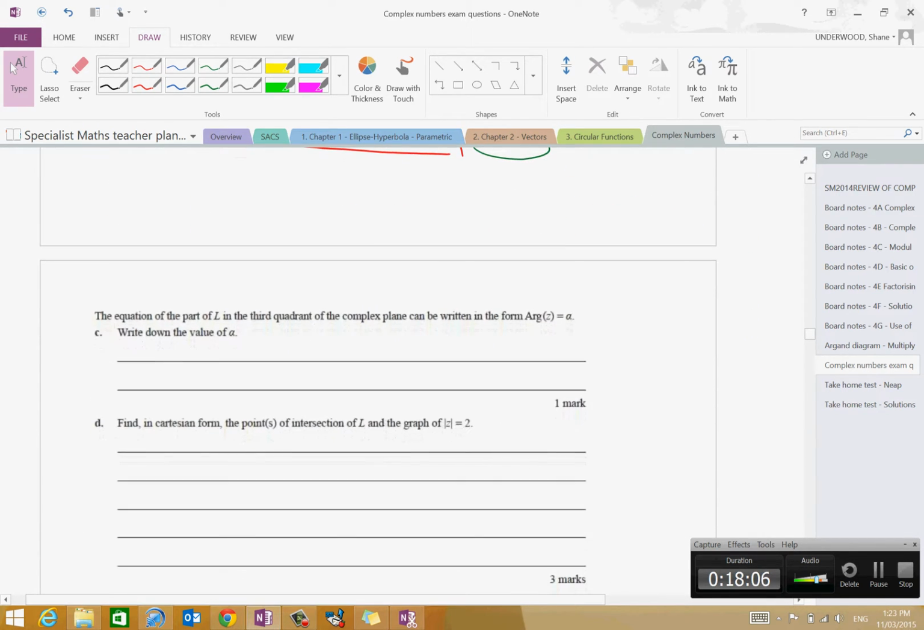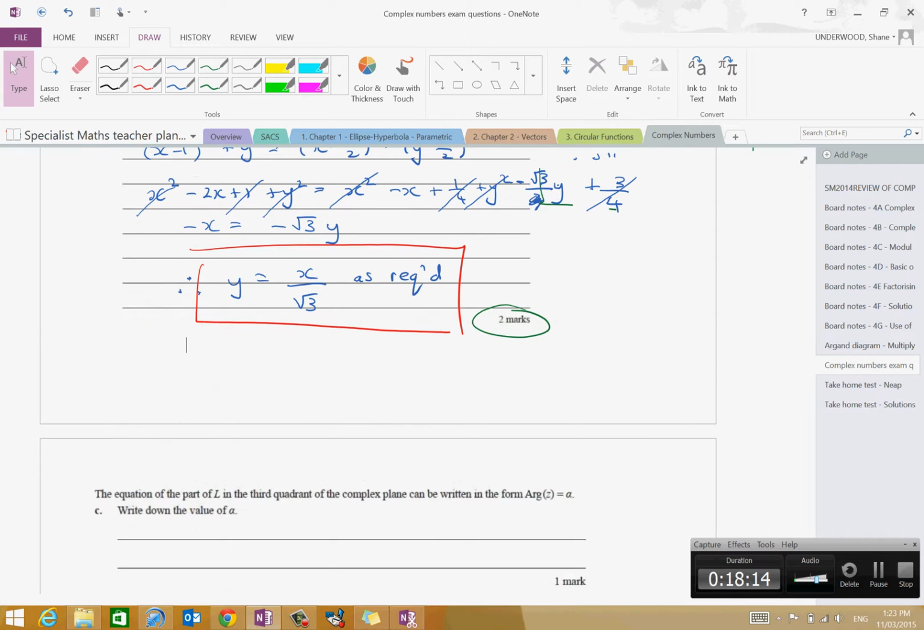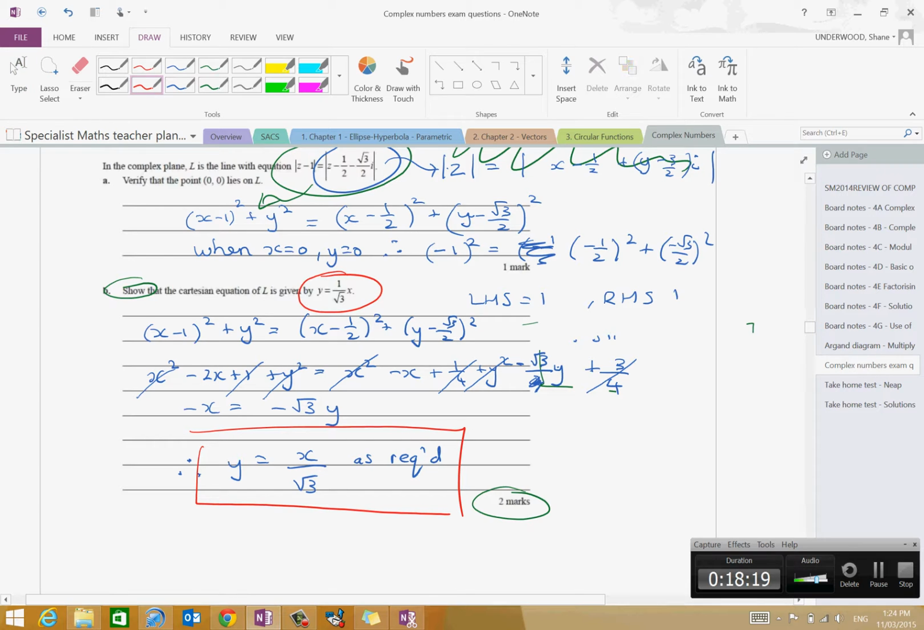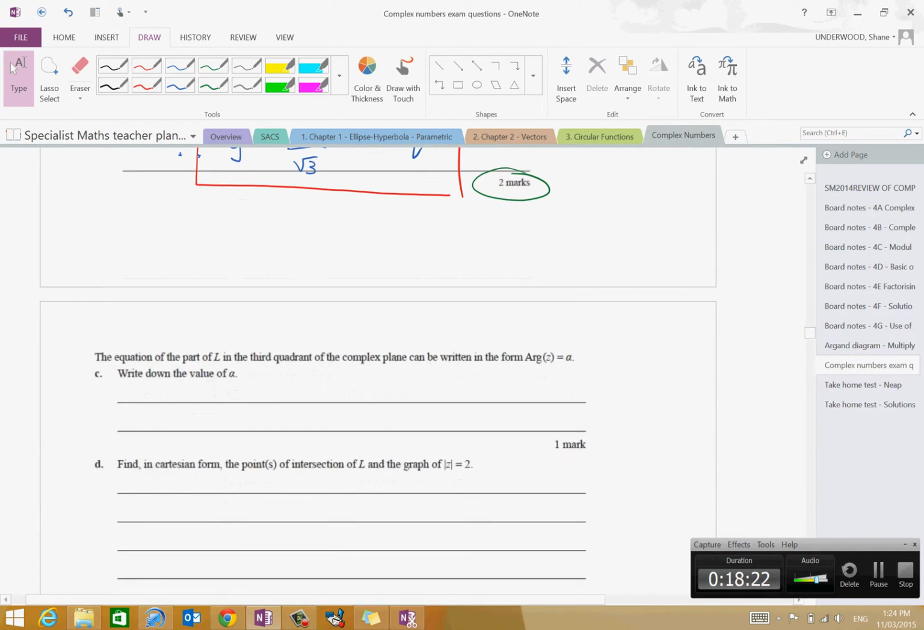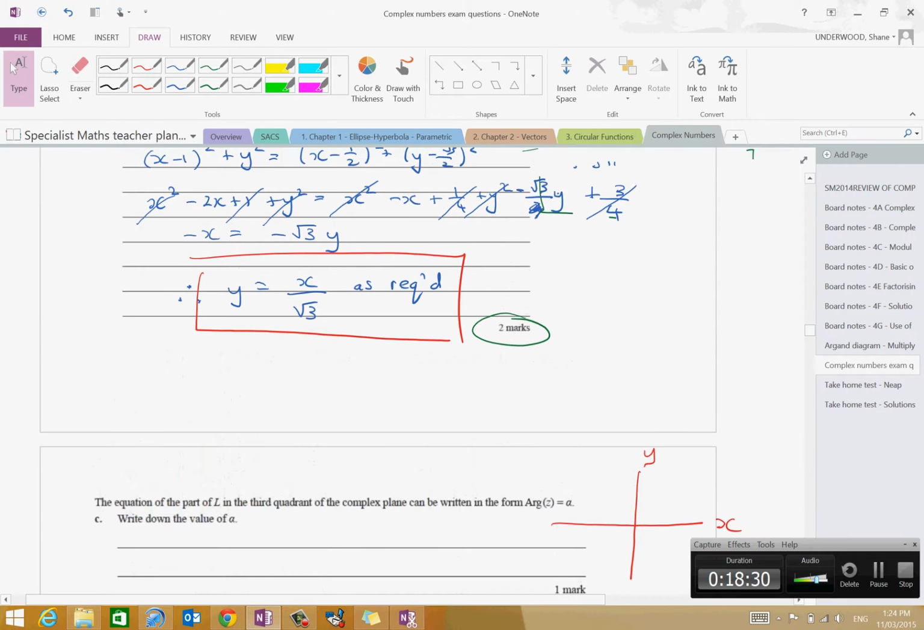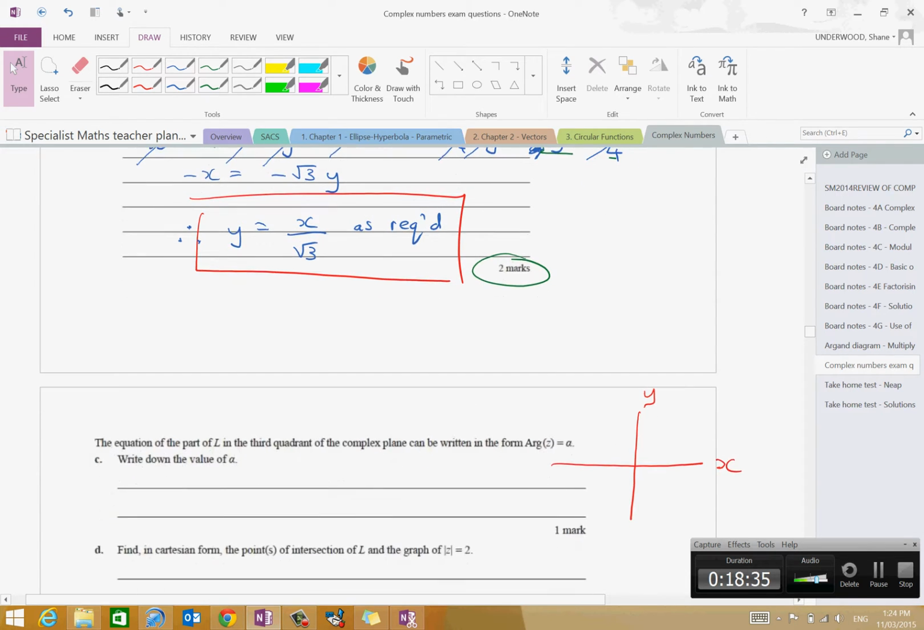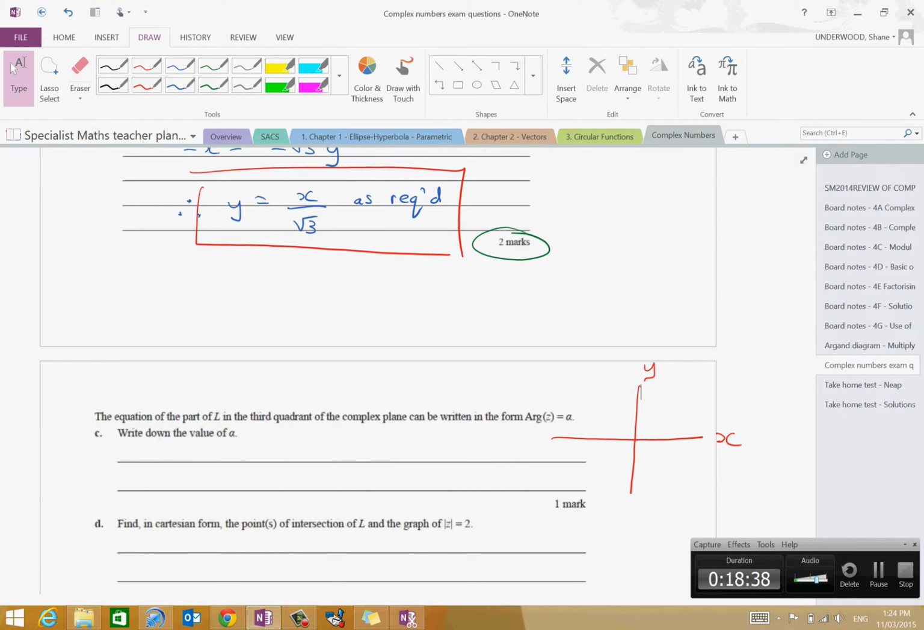Now it says the equation of part L in the third quadrant of the complex plane can be written in the form arg z is equal to alpha. Now that sounds like a lot, but what is this line? Let's think about this line on an Argand diagram. If I had x and y, think about x and y as real and imaginary, and if I was to draw a graph of 1 over root 3 x, now think about it. 1 over root 3 is like, what's the gradient? What's the gradient? 1 over root 3, isn't it?